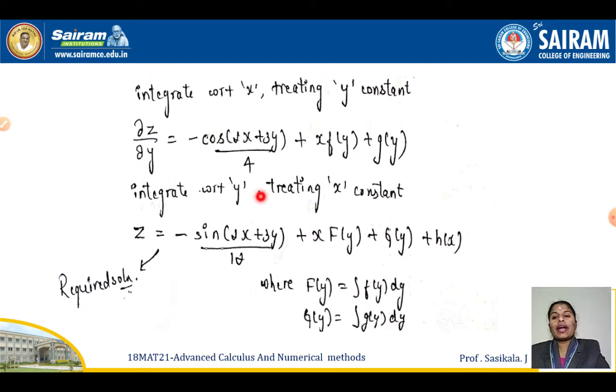Now what do I have to do? I have only ∂z/∂y. Again I should integrate with respect to y to get the required z. So z equals minus the integration of cos, which is sin(2x+3y), divided by 3, so 4 times 3 is 12, plus x·F(y). I have written capital F(y) because with respect to y you have to write the integration of f(y) dy, plus the integration of g(y) dy. Again one more constant here, the variable constant is x, so I have added h(x).